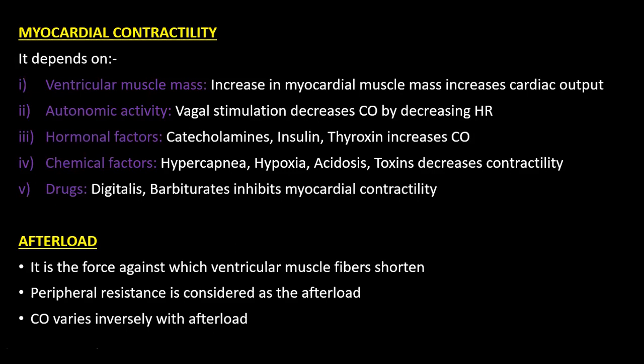So decrease in myocardial muscle mass decreases cardiac output, and therefore usually in pathological conditions related with the heart we can notice a reduction in cardiac output, and vice versa, that is, increase in myocardial muscle mass can increase cardiac output. So that is all about the first factor. The second one is autonomic activity. Sympathetic stimulation increases ventricular contractility and vagal stimulation decreases ventricular contractility.